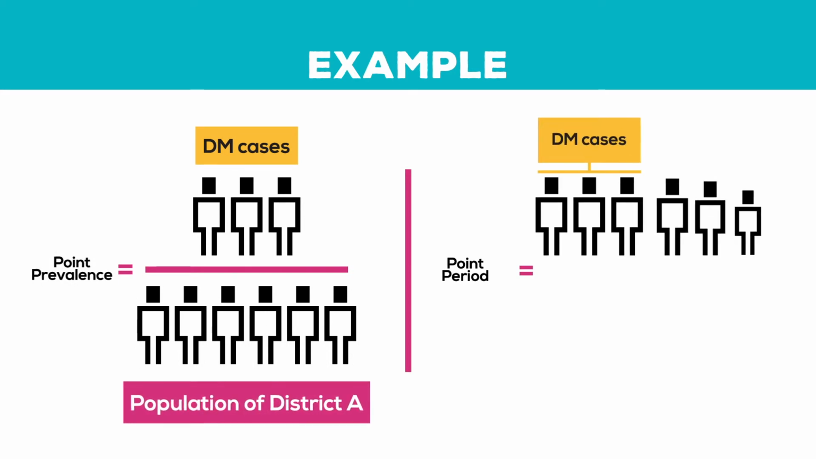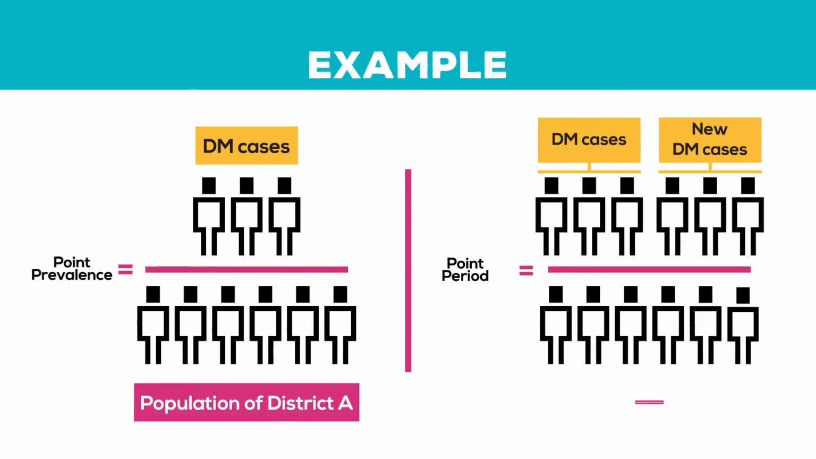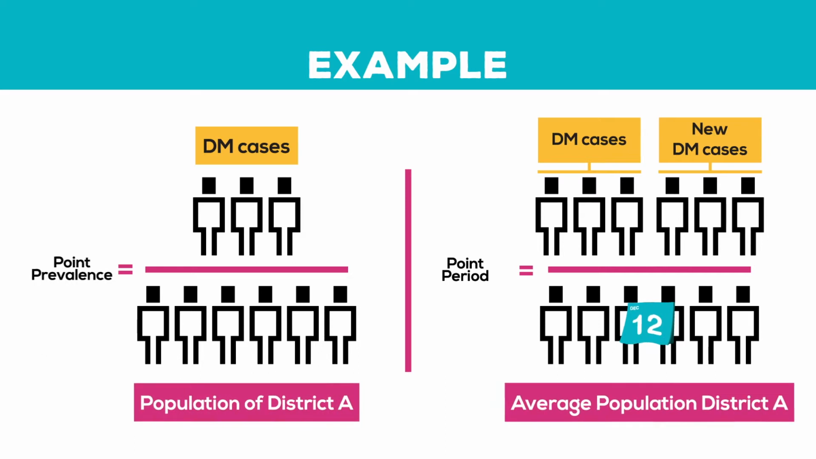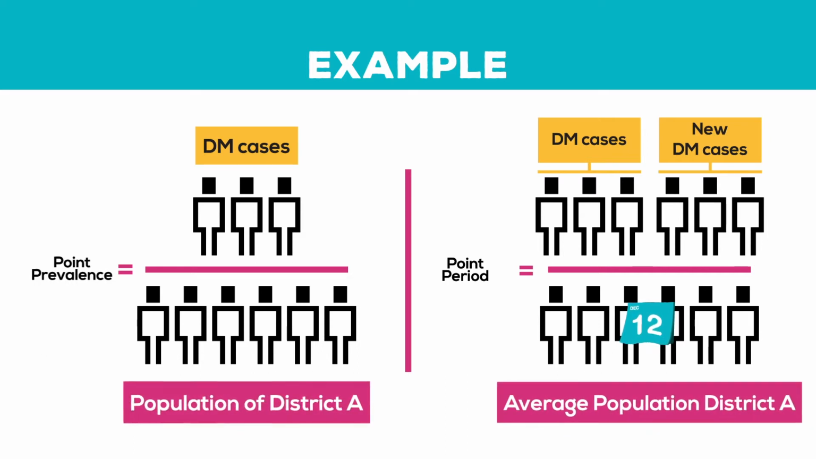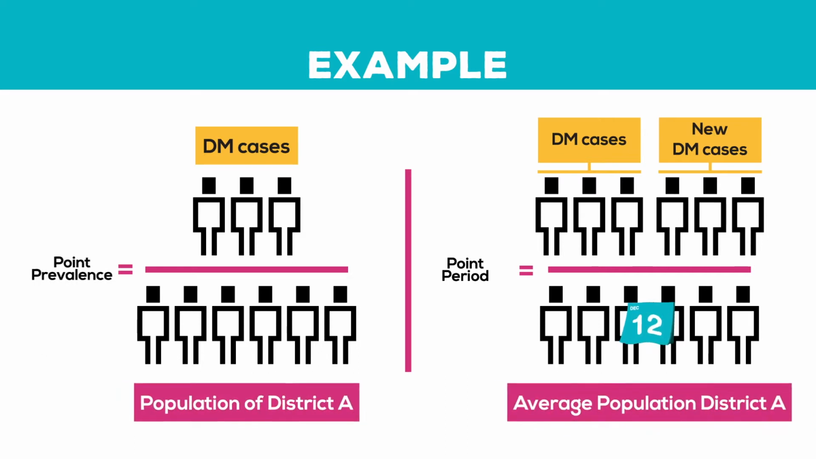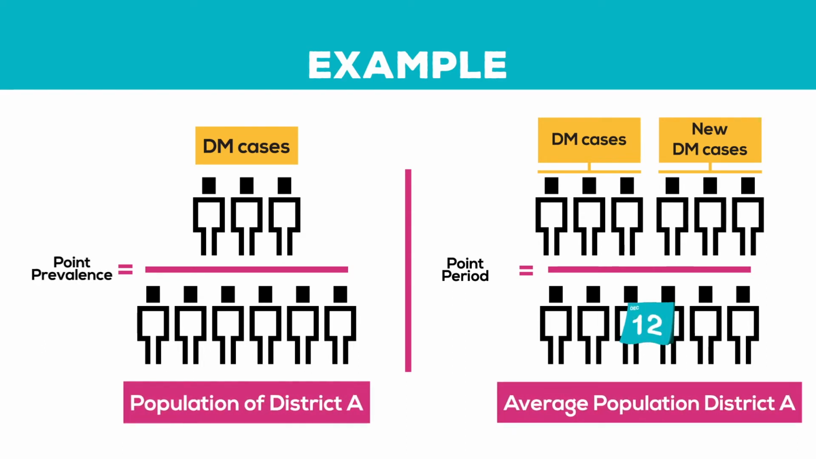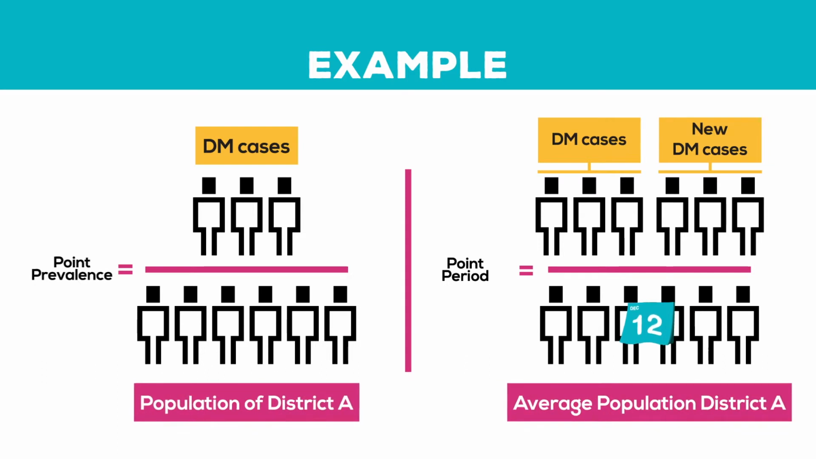Period prevalence of diabetes mellitus cases of year 2020 equals number of old DM cases at January 1, 2020 plus number of new DM cases in 2020, multiplied by 100 divided by average population of 2020.